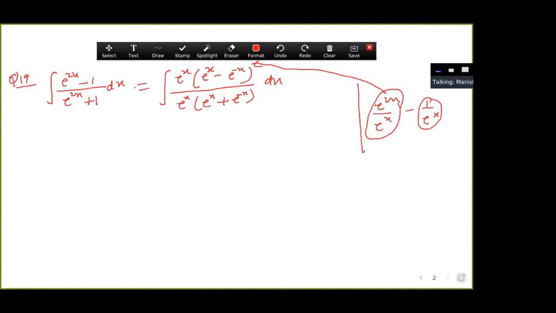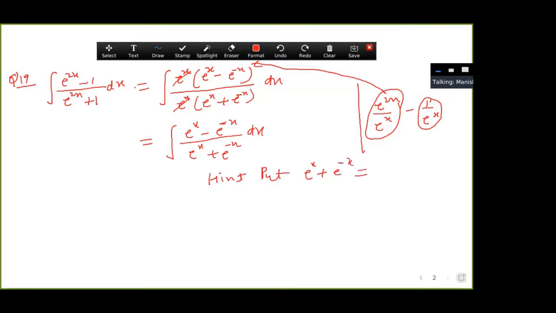Now e to the power x cancels with this e to the power x. What is left: e to the power x minus e to the power minus x upon e to the power x plus e to the power minus x with respect to x. Now the hint: put e to the power x plus e to the power minus x is equal to t. It becomes e to the power x, and e to the power minus x as it is, and the derivative of minus x is minus 1, so minus of e to the power minus x dx is equal to dt.